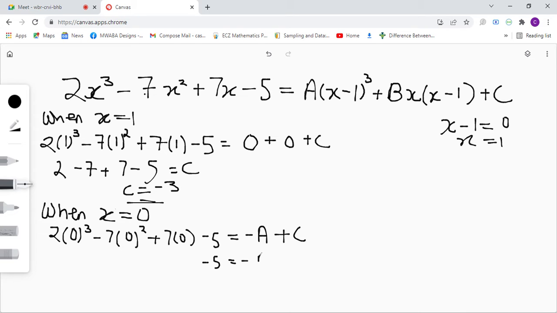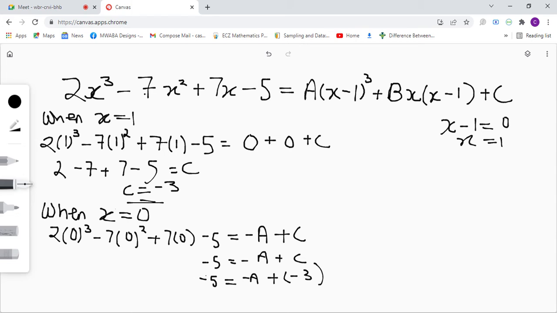equals negative a plus c. So since we already know our value of c, we're going to substitute it. So we'll have negative a plus negative 3, all of this equal to negative 5. So we're going to take this negative 3 over.